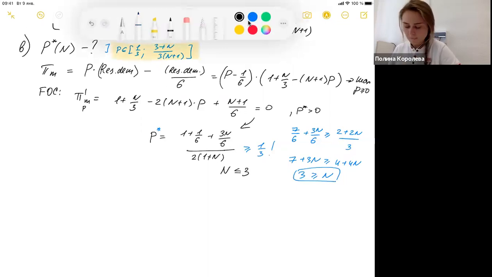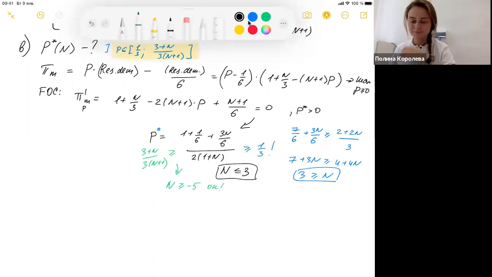Then also we need to check that this price is less or equal than the biggest price, 3 plus n over 3n plus 1. But let me say that if we count it, we will find from here that the number of firms should be greater or equal than -5, and it's okay. Yes, because we have a non-negative amount of competitive firms in the market. So only this condition we need.